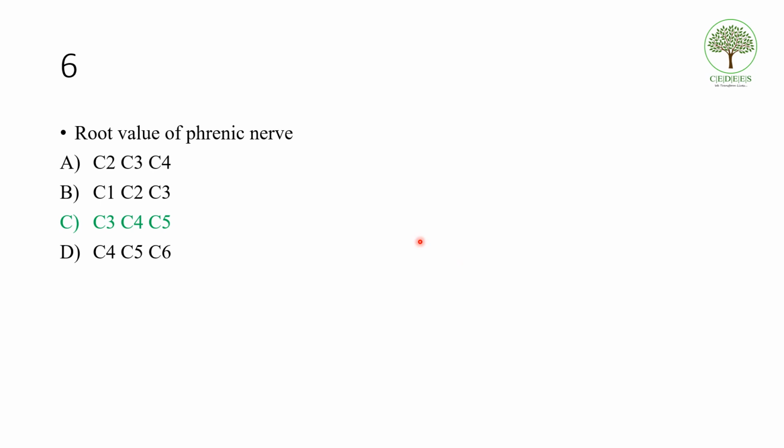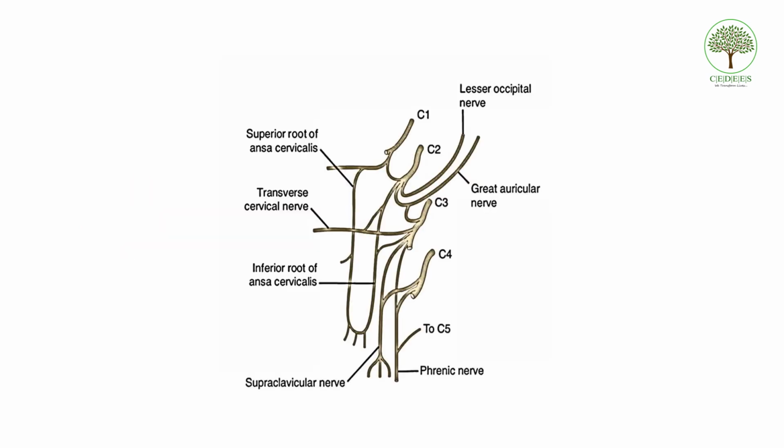So next question, root value of the phrenic nerve. It's a straightforward question. It is C3, C4 and C5. The root value means which spinal roots contribute to this nerve. See, the phrenic nerve receives contributions from C5 and C4, mainly from C4 and C3. These three give contribution to the phrenic nerve. The phrenic nerve is the very important supply for the diaphragm.